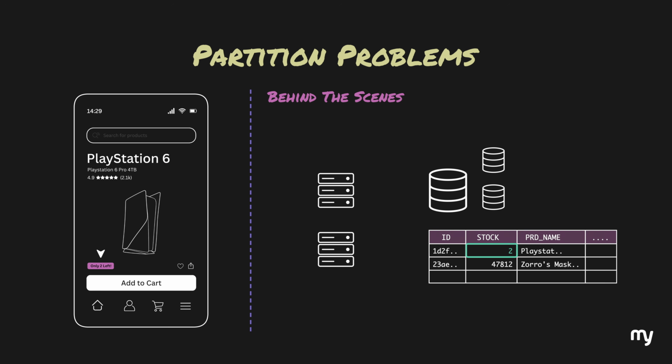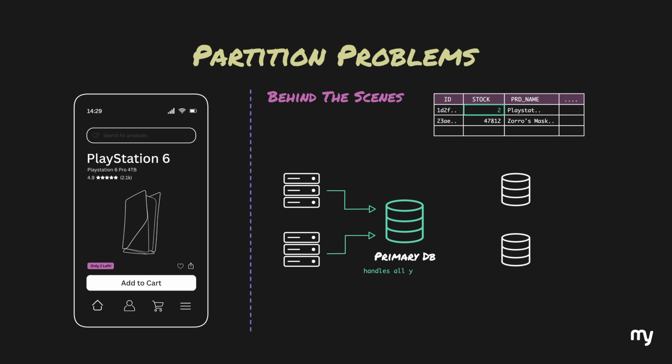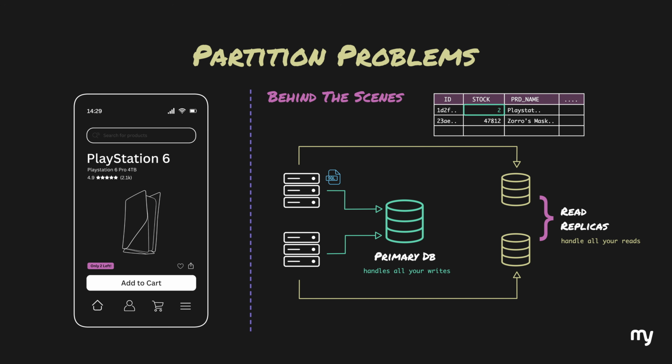But how? Did it come back in stock? Or you are seeing stale information? Let's try to answer this question. Behind the scenes, you have a primary database which handles all your writes, and the read replicas which handle all the reads. Whenever something is written to the primary, it is pushed to the read replicas.